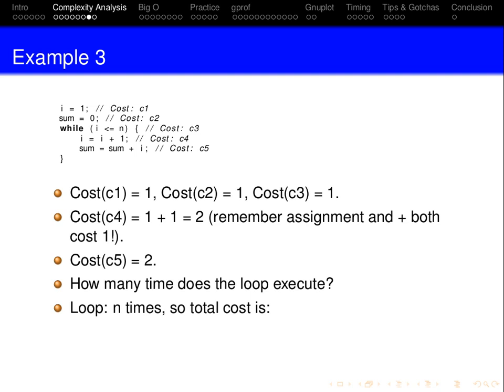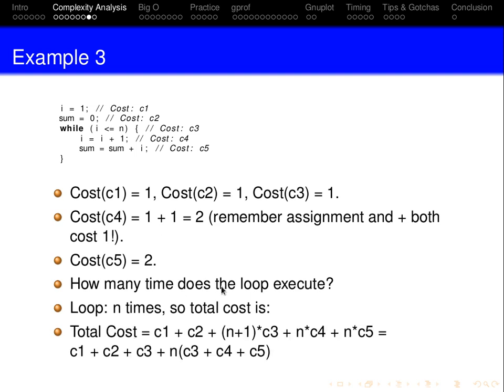Loop n times. So what's the total cost of this whole piece of code? 4n plus 2. Well, actually, all right. What's the setup cost before the while loop begins? 2, because it's C1 plus C2. So it's 2 plus 4 times n. Actually, it's n plus 1 times C3. Why is it n plus 1 times C3?